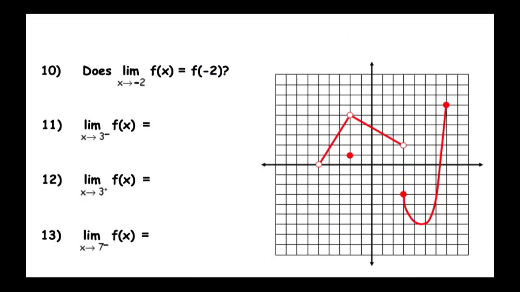Number 10, does the limit as x approaches negative 2 of f of x equal f of negative 2? Sometimes that's easier to break down if you just piece it together. F of negative 2, as we saw already, is right here, so that's 1. We've already solved this as well. What's the limit as you approach negative 2? Well, it's 5.